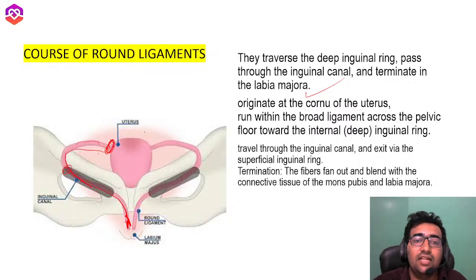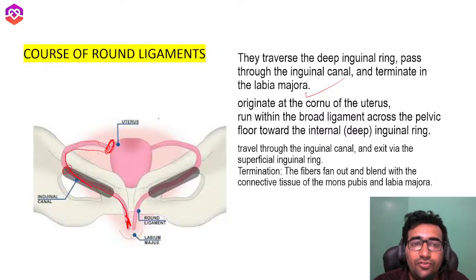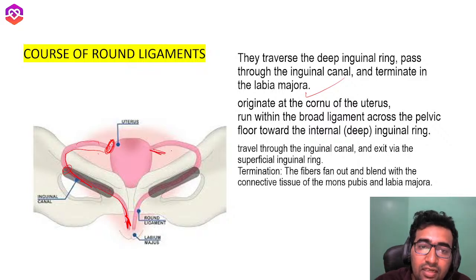Round ligament is also attached to the cornu. Three structures are attached to the cornu of the uterus. Fallopian tube. What is the cornu of the uterus? The part where the fallopian tube is attached. Okay. More than that, the round ligament, and one more structure is there. This thing, the utero-ovarian ligament. This ligament is called the suspensory ligament of the ovary. Okay, this is the suspensory ligament of the ovary. This is the tubo-ovarian ligament. Okay, understood.